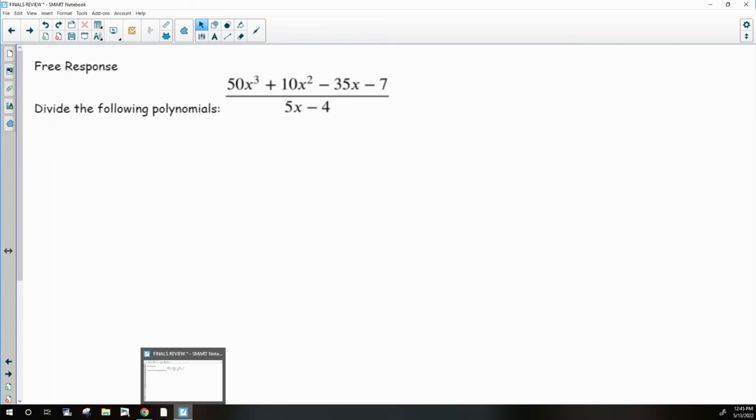Second topic, division. Long division. This one's a little trickier. We are going to divide this long polynomial up top by 5x minus 4.